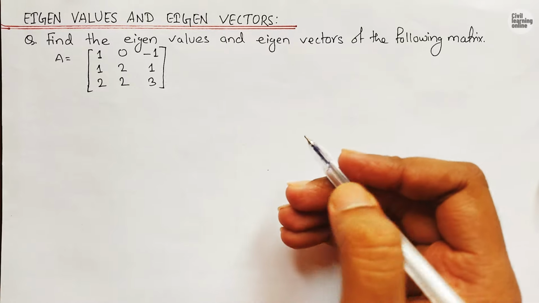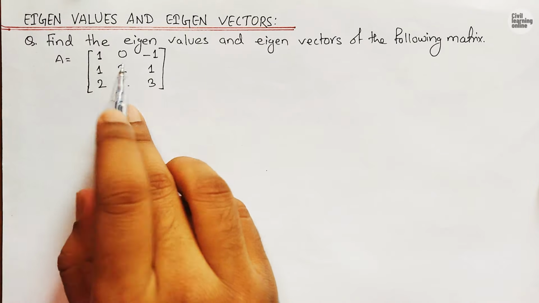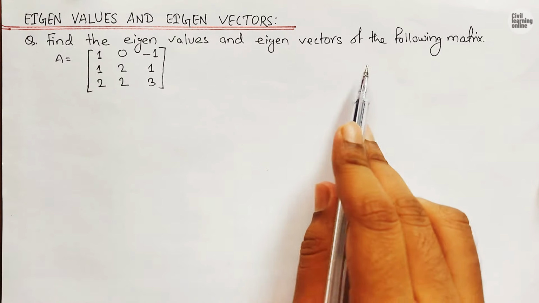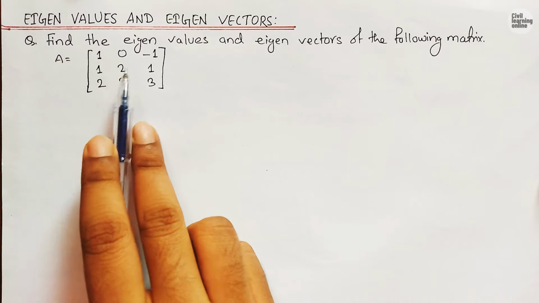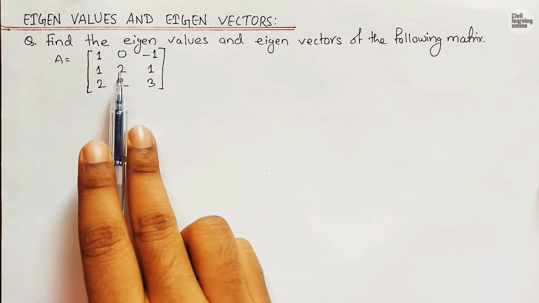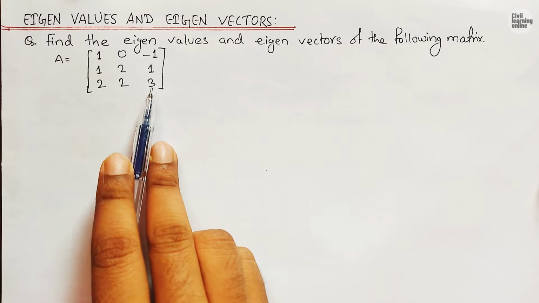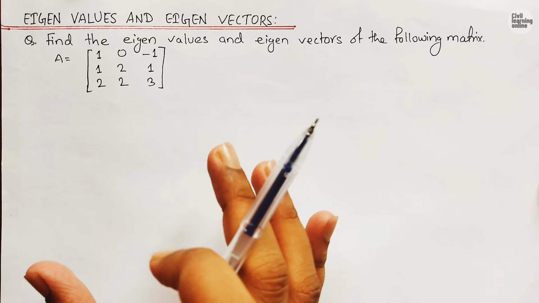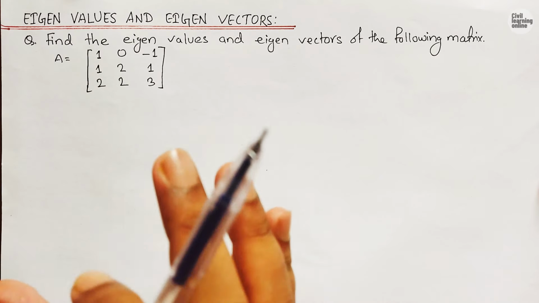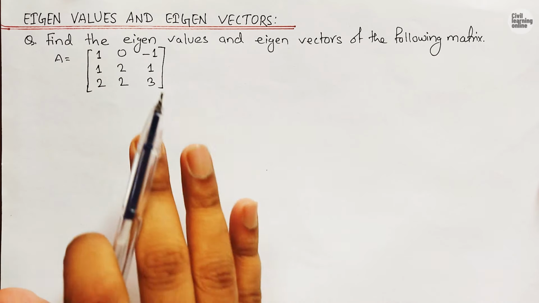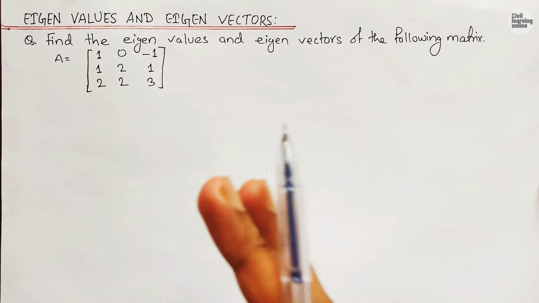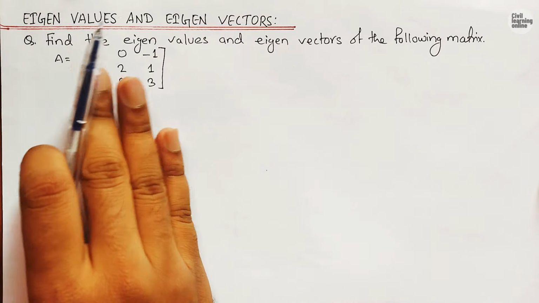So guys, let's begin the solution of this problem. Here we are asked to find the eigenvalues and eigenvector of the given matrix A, and the matrix is [1 0 -1; 1 2 1; 2 2 3]. Before beginning the solution, first let us understand the meaning of the eigenvalue and eigenvector, or we can say the statement for the eigenvalue and eigenvector.